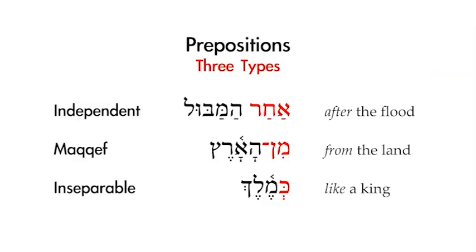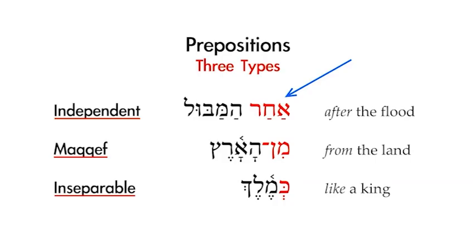Now, with regard to Hebrew, there are three different types or categories of prepositions, and these categories are based on the particular form in which the preposition appears. There are independent prepositions, makef prepositions, and inseparable prepositions. And the names are descriptive of how they appear with their objects. With independent prepositions, as in our first example here, the preposition appears before its object as its own separate word. So we have here achar hamabul, after the flood.